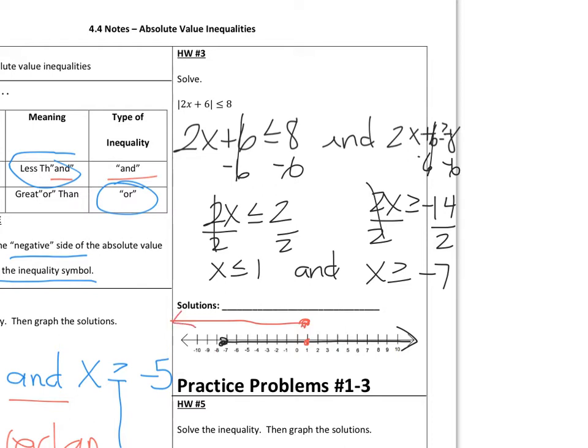That's going to the left. And those two overlap between negative 7 and 1. So that's what we're going to put our solution as. x is between negative 7 and 1, and we'll use our less than or equal to symbols.